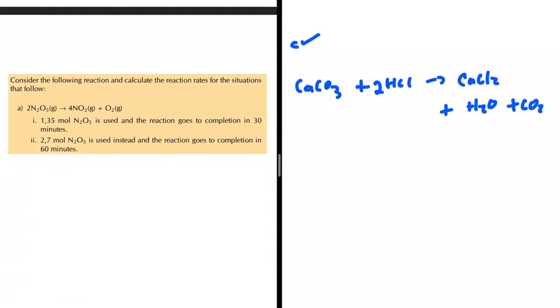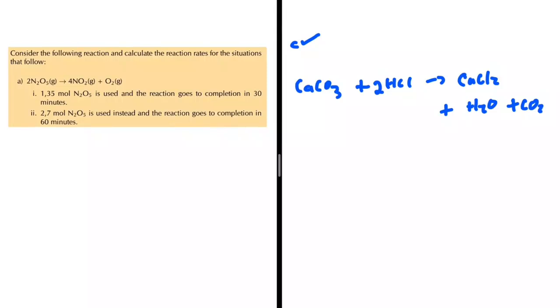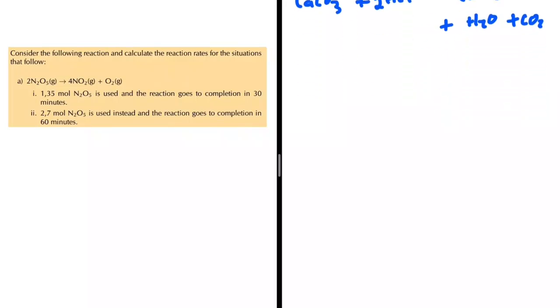Consider the following reaction and calculate the reaction rates for the situations that follow. The first question, A, Roman figure 1: 1.35 mole of N2O5 is used and the reaction goes to completion in 30 minutes. We're supposed to calculate the rate of reaction there.